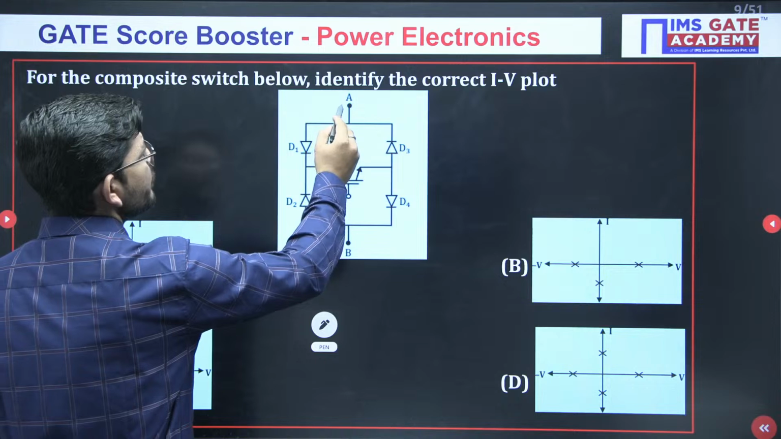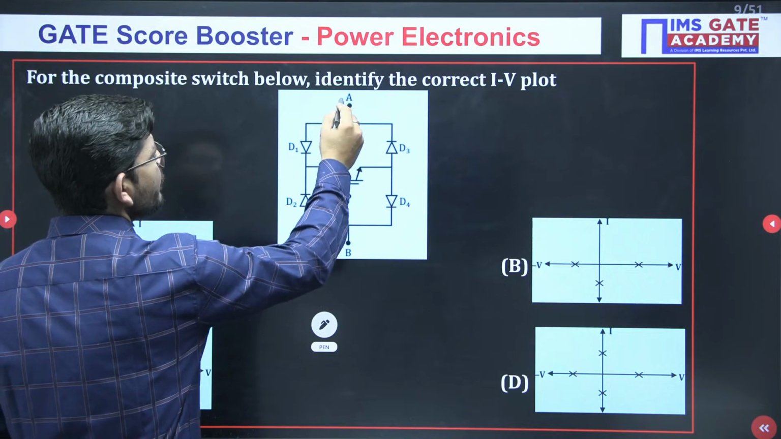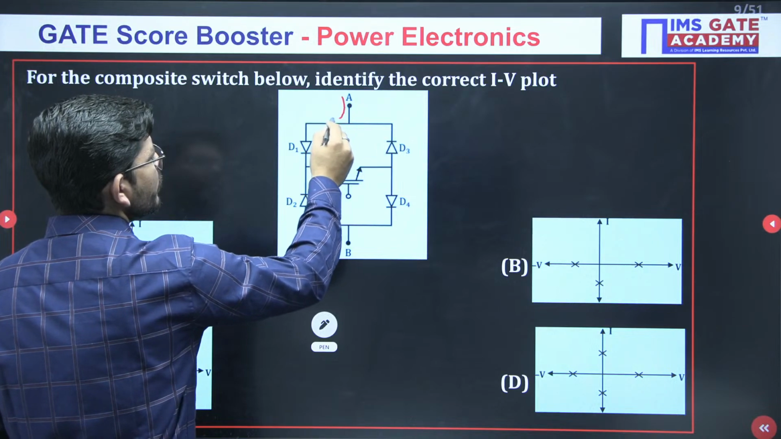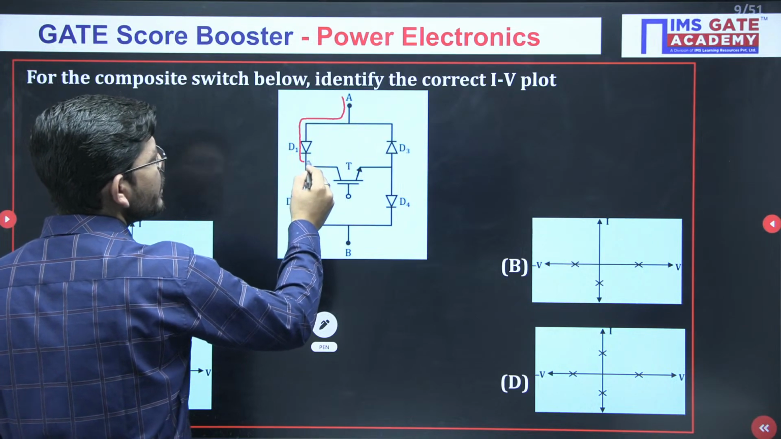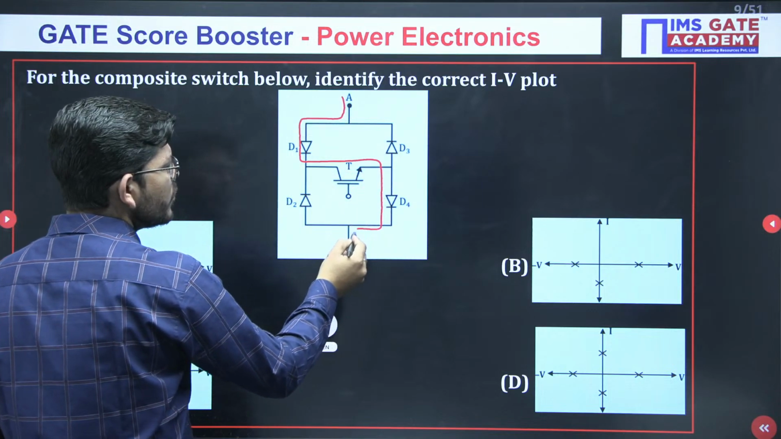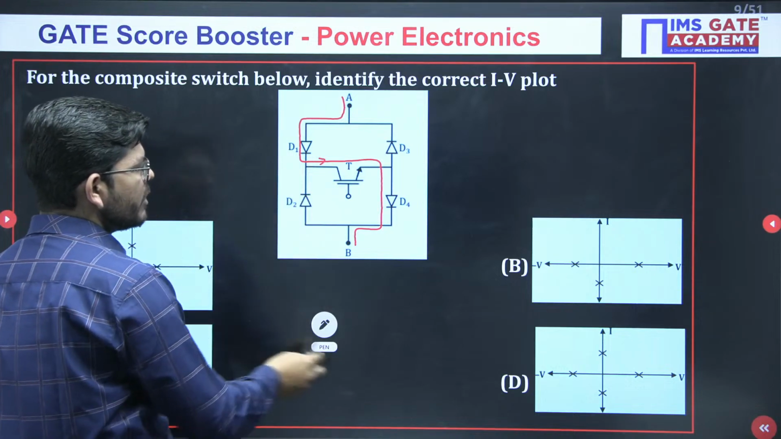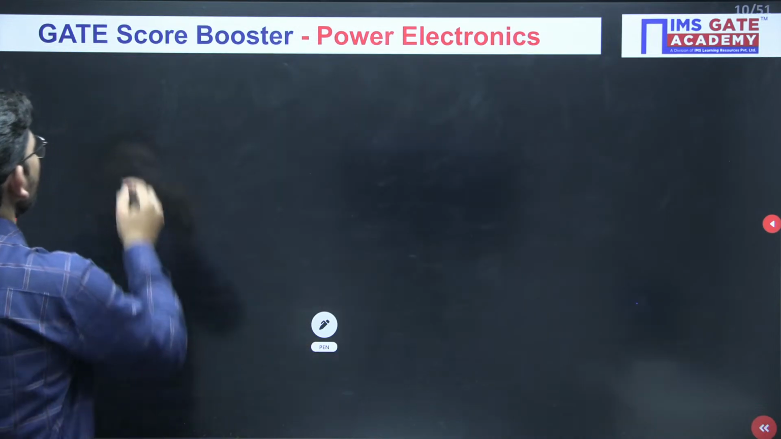So in this combination, what are we having? Just see, we are having two paths here. So from A, through the diode D1 and through this IGBT and through D4 we can move to B. This is one path available. And let me take this path first of all.